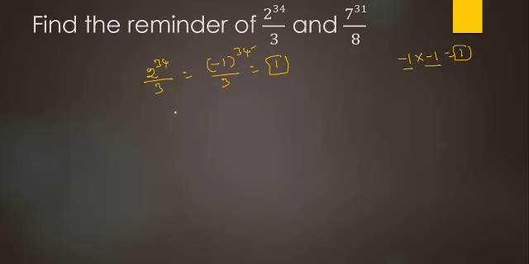Now when we go for this one, I will change the color now. 7 to the power of 31 divided by 8. Now 7 is actually 1 less than 8, so minus 1 to the power of 31. Now in this case what will happen? 31 is odd. When the power is odd, you will get an answer of minus 1. Now what is the divisor? The divisor is 8. So 8 minus 1 is equal to 7 is the answer for this. So you will get an answer of 7.